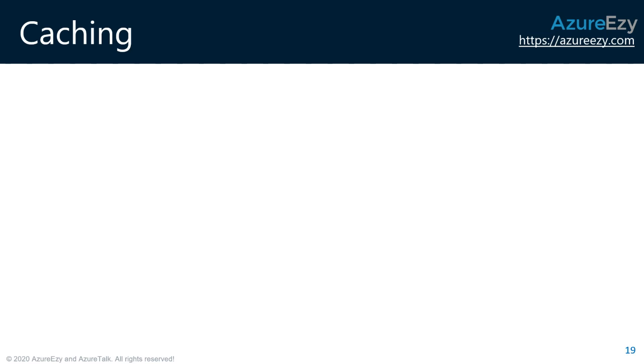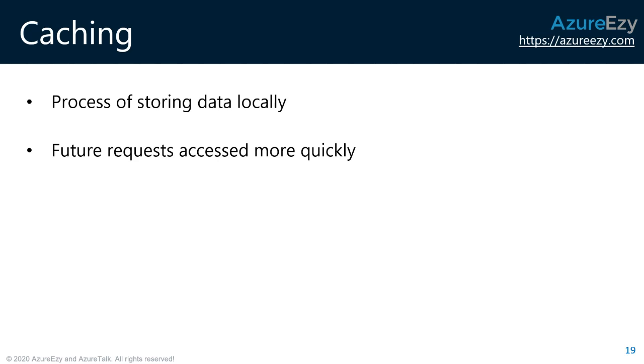So caching is actually a process of storing data locally. For example, from a browser, you have opened some website that has cached some static content for that website. Next time onward, when you open that website or that application again, your future requests, the future access for that application, will be much faster and much quicker in comparison. You will be accessing it very quickly.